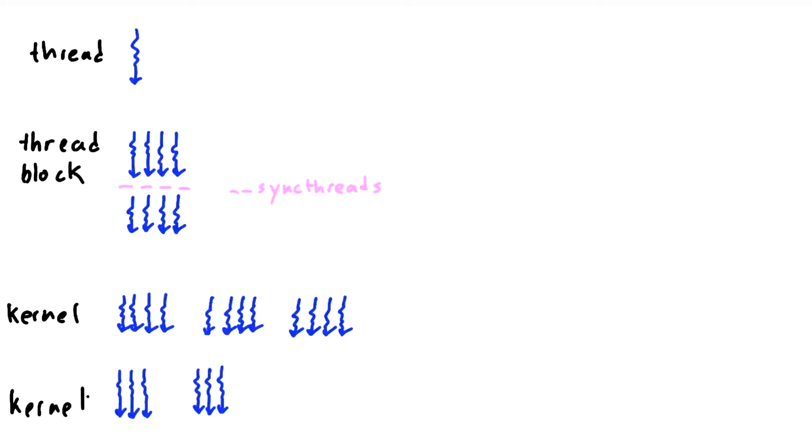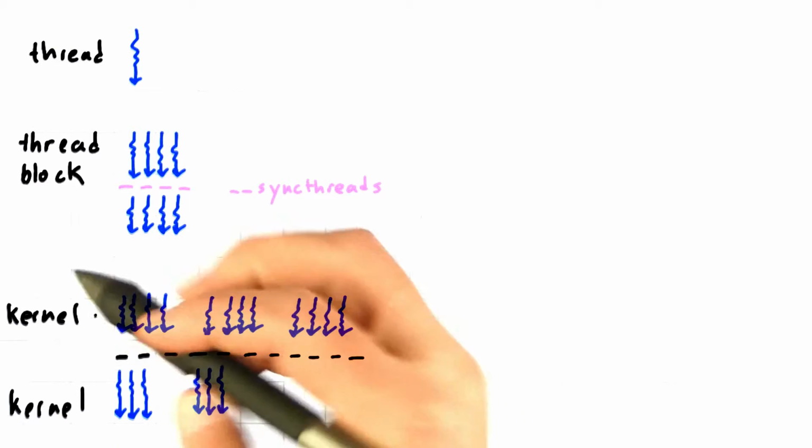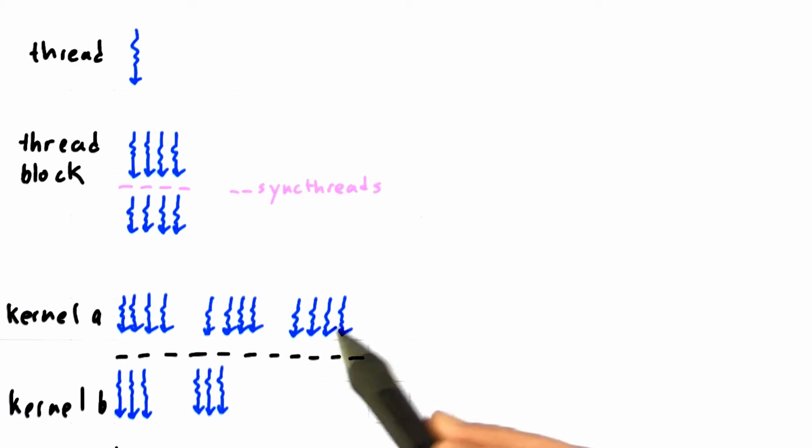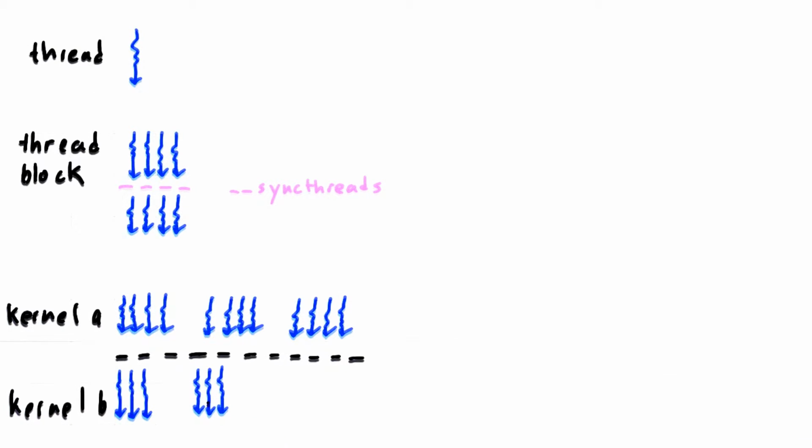And these thread blocks are organized in kernels. Every kernel has a bunch of thread blocks. We haven't talked about this really, but there's an implicit barrier between kernels. So if I launch two kernels, one after another, then by default, kernel A will finish before kernel B is allowed to start. So all of these threads will complete before any of these threads get launched.